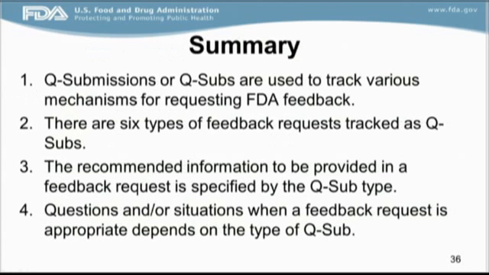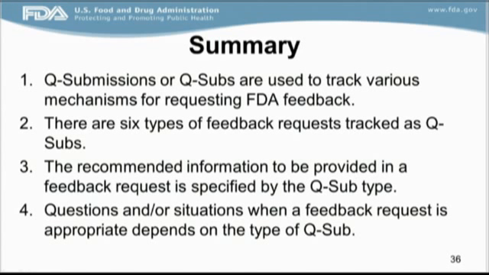In summary, Q submissions or Q subs are used to track various mechanisms for requesting feedback from the FDA. We discussed 6 types of feedback requests that are tracked as Q subs. First, we discussed pre-submissions or pre-subs, which provide sponsors with an opportunity to obtain FDA feedback prior to an intended pre-market submission. Then we discussed informational meeting requests, for when a sponsor wants to share information with FDA without the expectation of feedback. We also discussed study risk determination requests to help a sponsor, investigator, or IRB in making the risk determination of a clinical study.